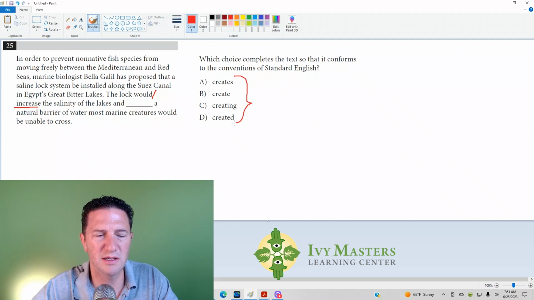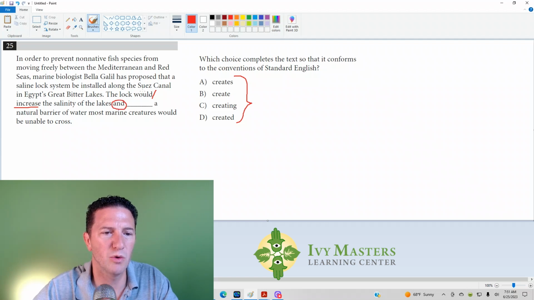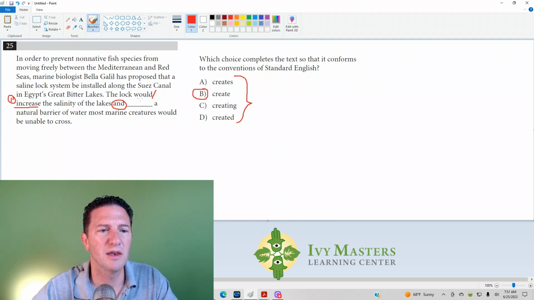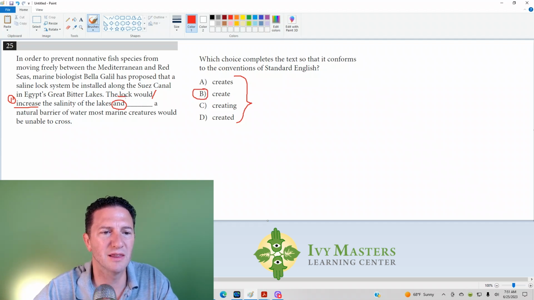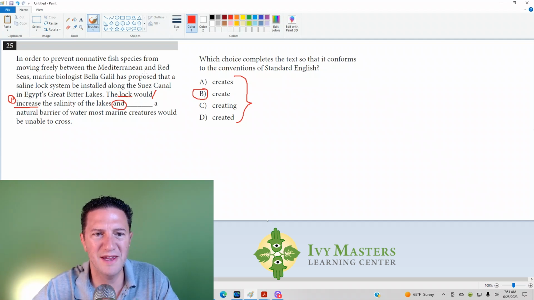So you'd say, hey, is this a list or a comparison? It's actually a list. The lock would do two things. Number one, it would increase. That's number one. And number two, it would what? It would create. So now the subject, what is it? It's lock. Then you would say the lock creates, not the lock create.